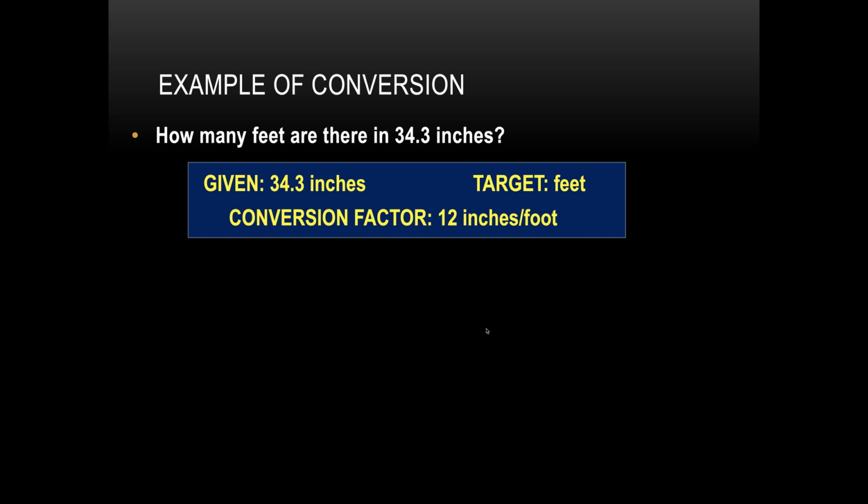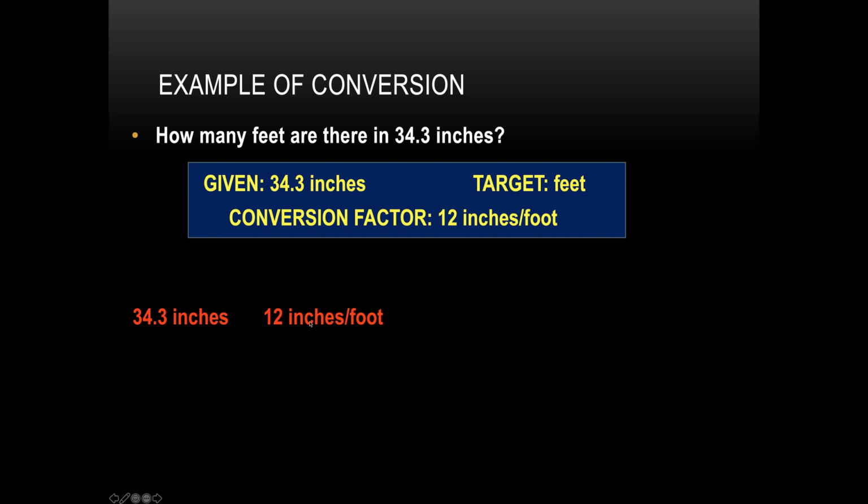There aren't 12 feet per inch. That would be ridiculous. Once again, the smaller unit rises to the top and the heavier, bigger unit sinks to the bottom. So when we do our conversion, we always put the given first, then the conversion factor, then either multiplication or division to cancel out inches and be left with feet.